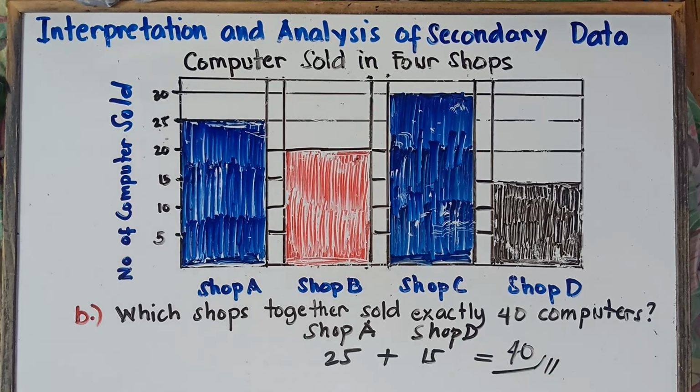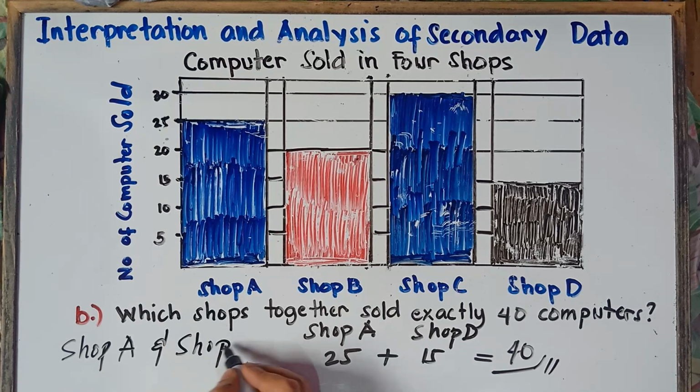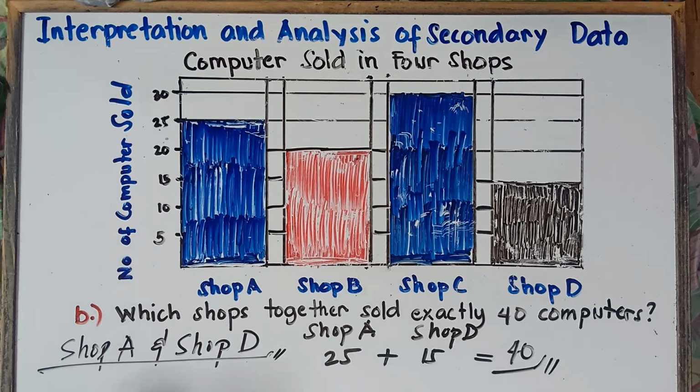Therefore, class, shop A and shop D sold exactly 40 computers if they are added together. Once again, shop A, 25, plus shop D, 15, the answer would be 40. So our answer to which two shops together sold exactly 40 computers is shop A and shop D. That's the answer, class. Very easy, right? If you have your data, it's very easy to answer the questions and interpret the data.